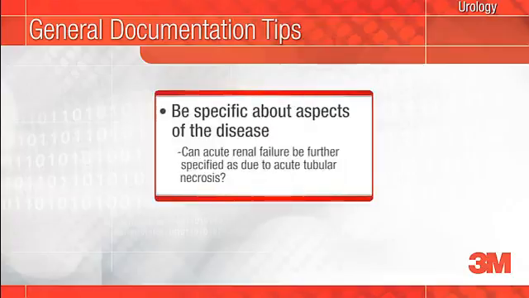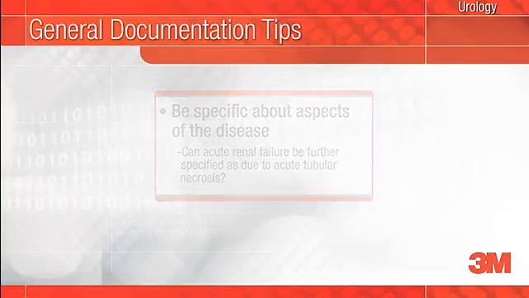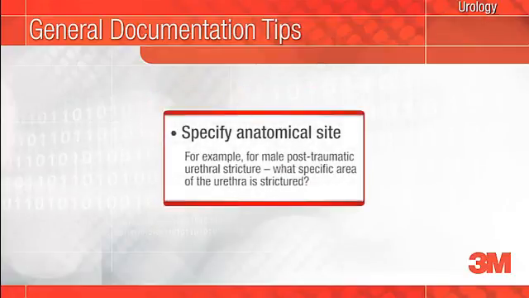Think about the most current terminology to describe a condition or different aspects of the disease. For example, can acute renal failure be further specified as due to acute tubular necrosis? Precisely designate anatomical site, such as post-traumatic urethral stricture of the male urethra. You need to specify if the stricture has occurred in the bulbous, membranous, anterior, or meatal portion.